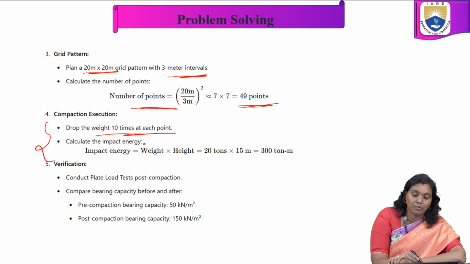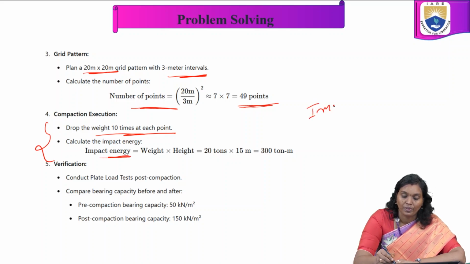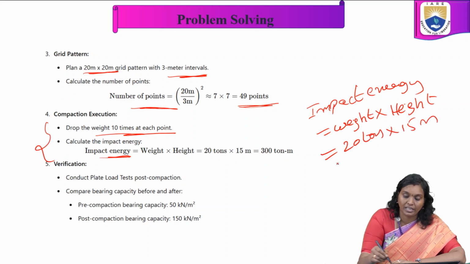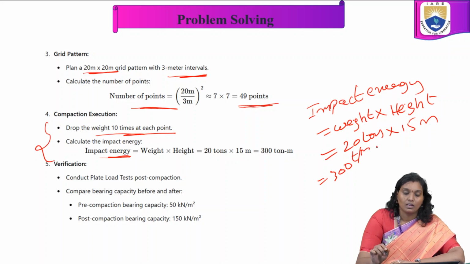Now calculate the impact energy. That is equal to weight multiplied by height. That is equal to 20 tons multiplied by 15 meters, which is equal to 300 ton-meters. That is the impact energy which we create.